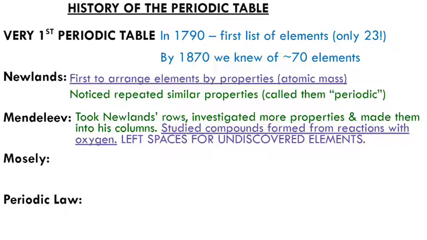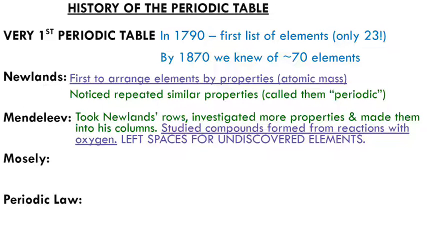So Mendeleev took Newlands' rows and his periodic table and started looking deeper into all of these properties and these patterns that were emerging when he was organizing them by that atomic mass. And he actually took those rows and turned them into Mendeleev's columns, and he used the way that elements react with oxygen to do that. I'm going to go a little bit off of these notes for a second to explain that, because this is really important so that you understand why Mendeleev got so much credit when Newlands didn't.